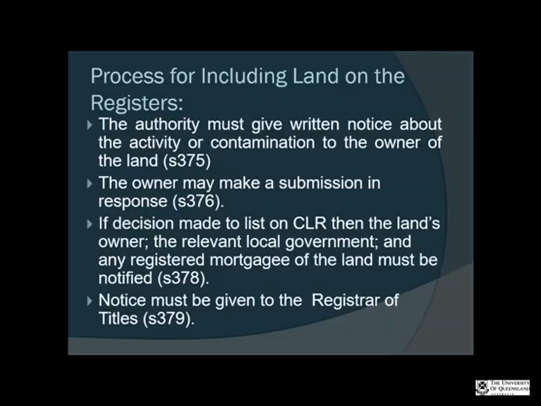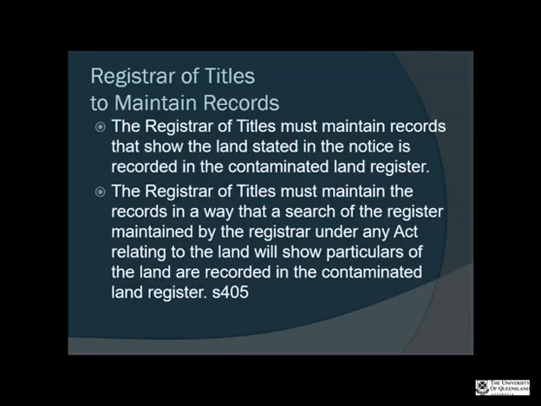So you guys, you remember you were given the land title search for the Beachmere property. So the land title search would normally list whether it was contained on the contaminated land register, so that people, when they were buying houses, were aware of the fact. So the Register of Titles is required to maintain records showing that the site's located on the contaminated land register.